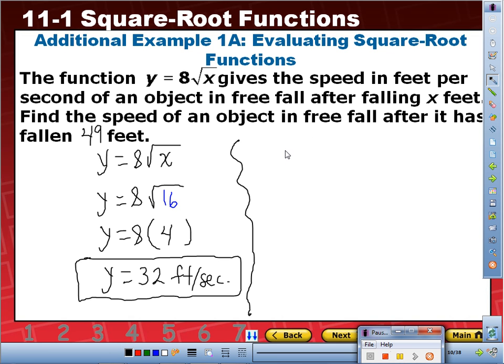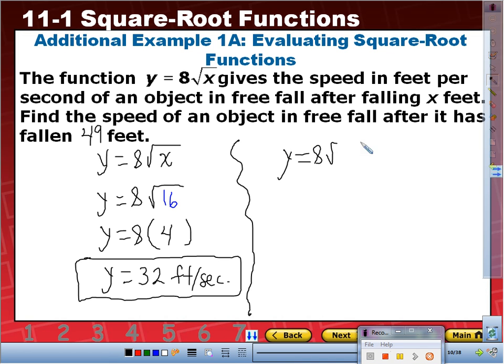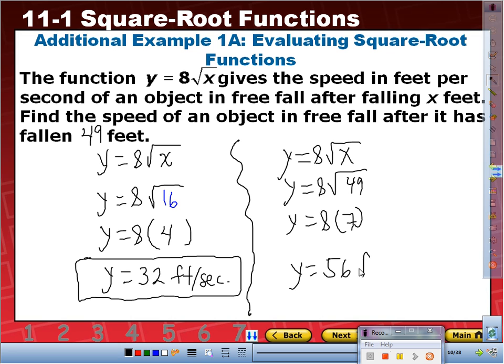So here goes the process. You should have written y equals 8 square root of x, y equals 8 times square root of 49, y equals 8 times 7, because square root of 49 is 7, therefore y equals 56 feet per second. Hands up if you got that. So, that is correct.